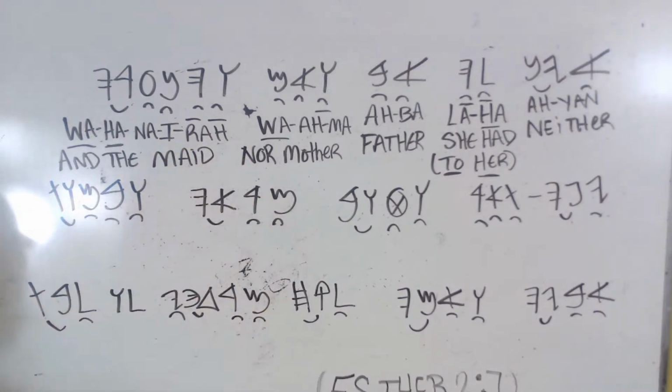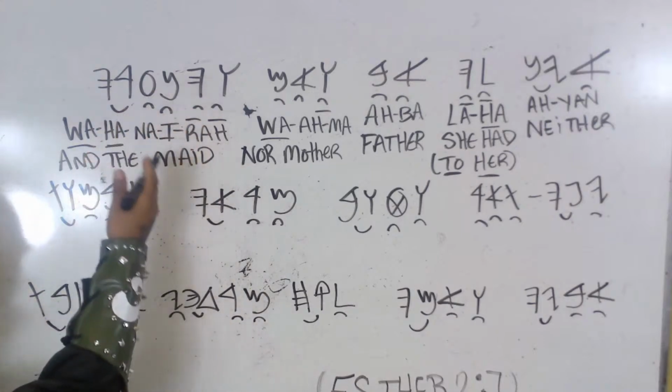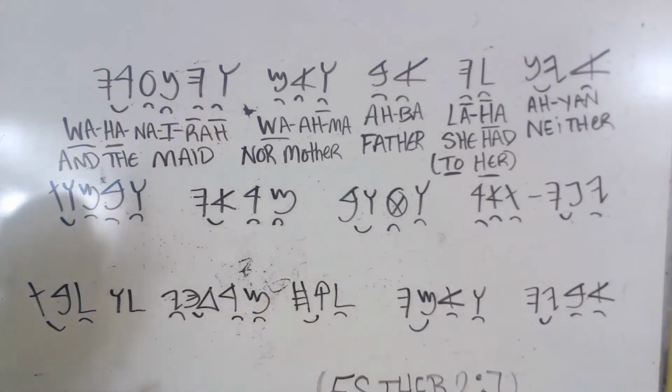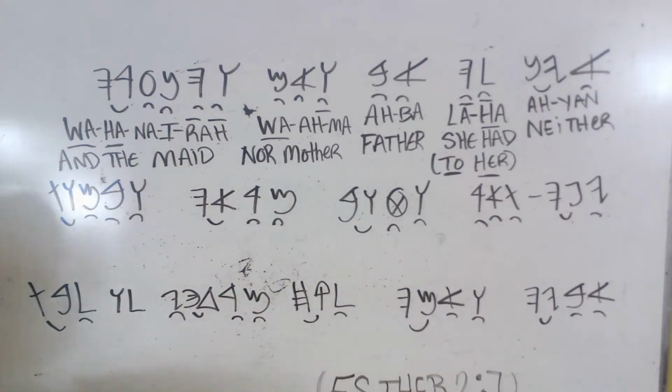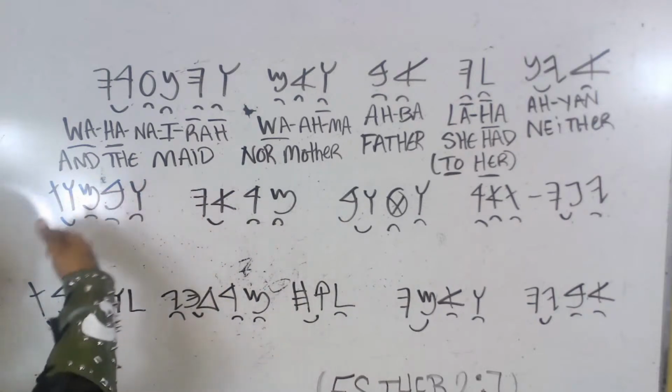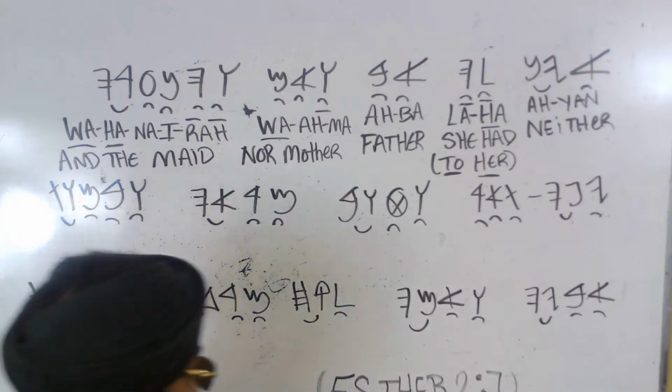Maid or maiden, right? It's meaning a woman. And the maid. So we got ayun, neither. La'a. Ayun la'a. Neither to her. Neither she had Abba wa'ama, father nor mother. Waha na'ira, and the maid. All right, let's keep going.